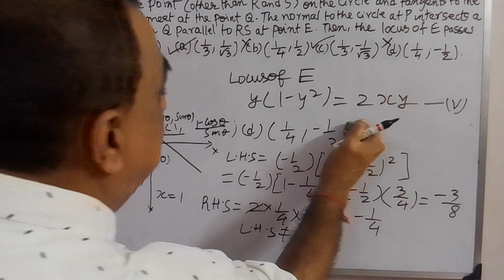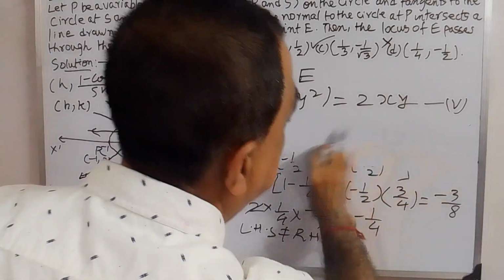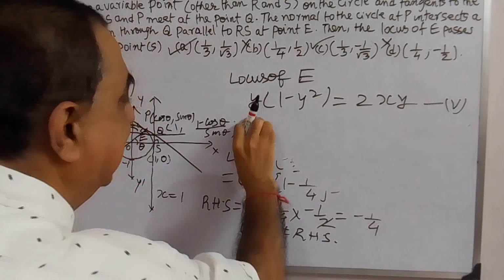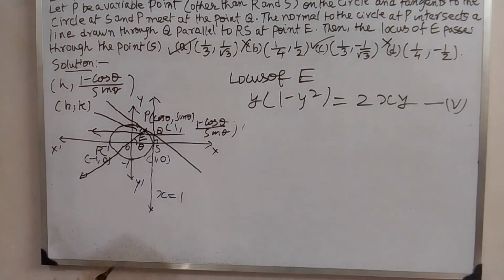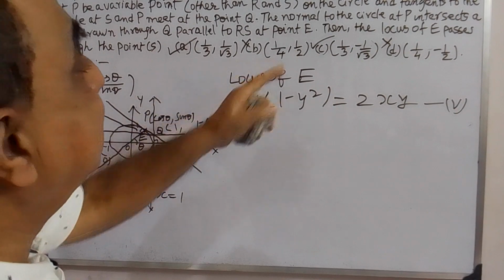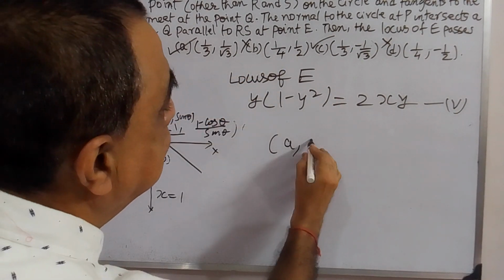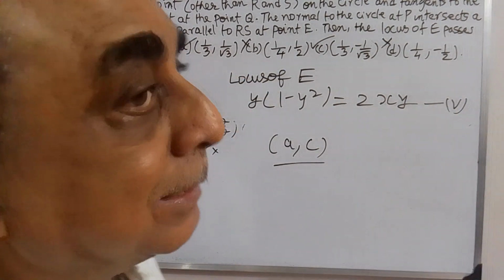Now which are the points which are lying on the locus of the point E? We have to tell that. It is only A and C. So the answer for the given question is A and C.